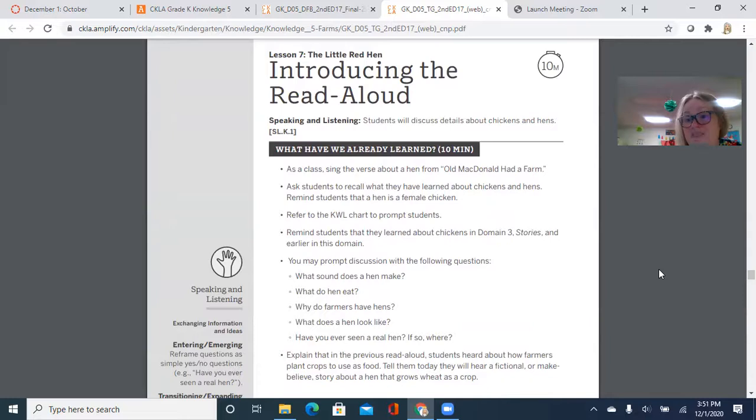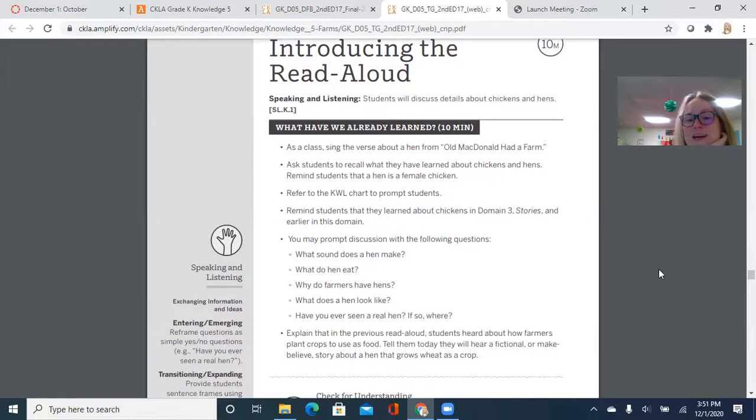Old MacDonald did have a hen on his farm. And we know a hen is a girl chicken. Do you know why farmers have hens? That's right, they have hens to lay eggs. Have you ever seen a hen before? I showed you a picture of one. I don't know if you've ever seen a real hen. They can be different sizes and different colors. What kind of sound does a hen make?